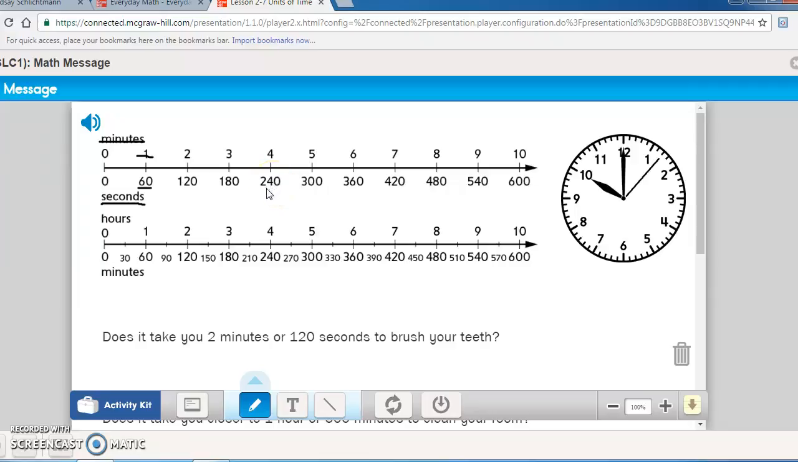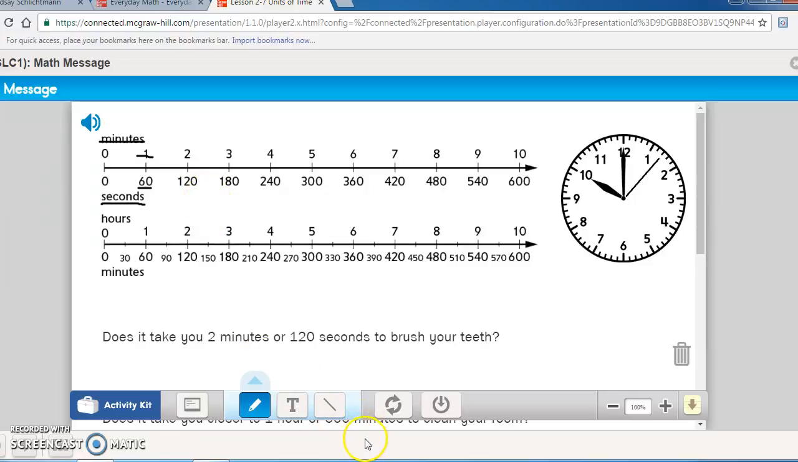Do you think it takes 2 minutes or 120 seconds to brush your teeth? So go up there and look, 2 minutes, so go up to minutes, and we said minutes and seconds, so this is the one you should be looking at where I'm pointing my arrow. It said 2 minutes or 120 seconds. Yeah, they're trying to trick you because they are the same.